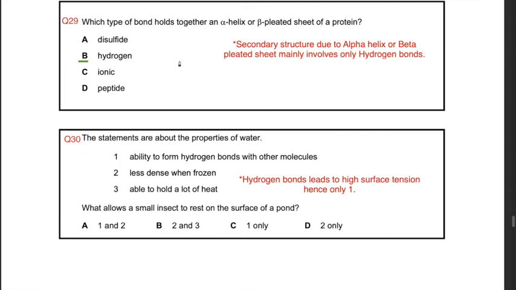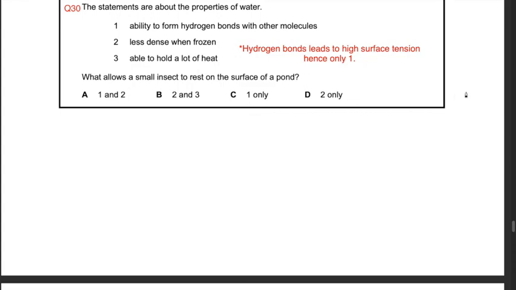Why are A, C and D incorrect? Well, both A and C are involved in tertiary structures, and D, peptide bond, as I mentioned before, is involved only with the primary structure. However, in this question they have mentioned alpha helix or beta pleated sheet, and that talks about the secondary structure. If you recall the definition of a secondary structure, it does involve alpha helix and beta pleated sheet.